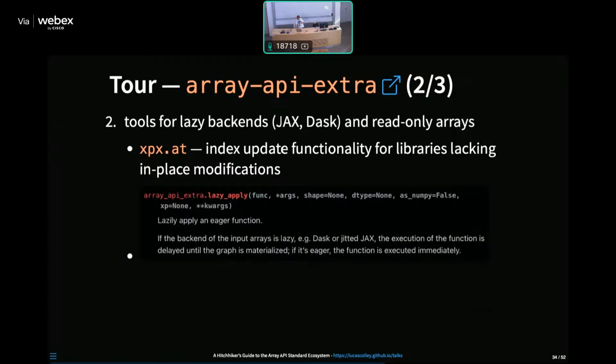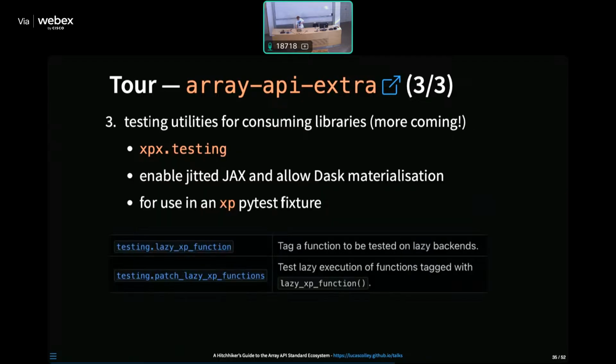We also have lazy apply. This will apply an eager function lazily for these lazy libraries. And finally, we have some testing utilities right now, mainly towards things we need for lazy libraries, but like I said before, we have recreated some things from numpy.testing, and we're hoping to get this stuff in here soon.